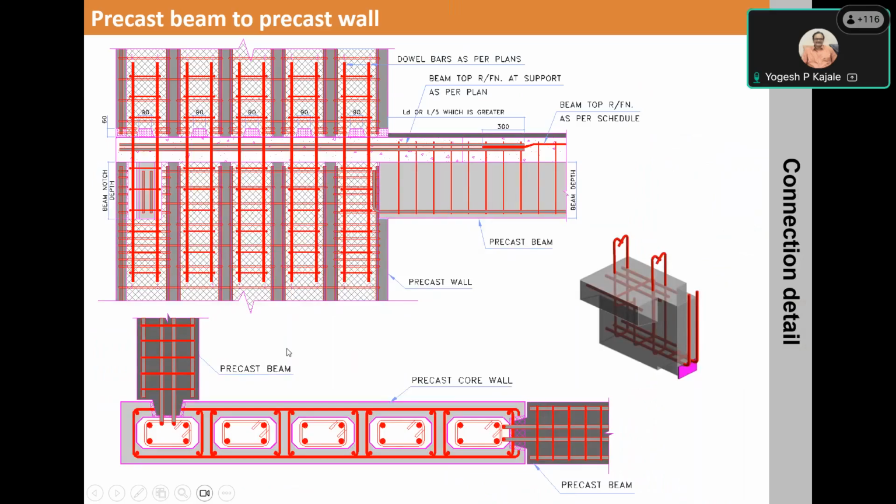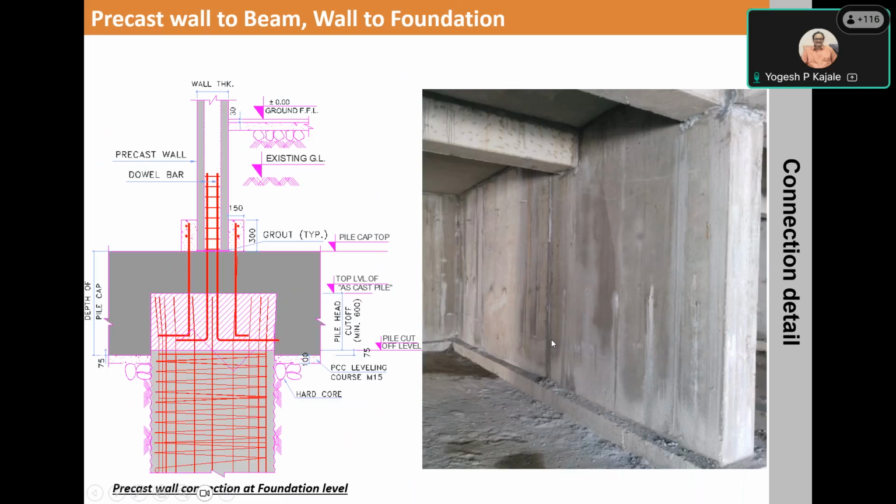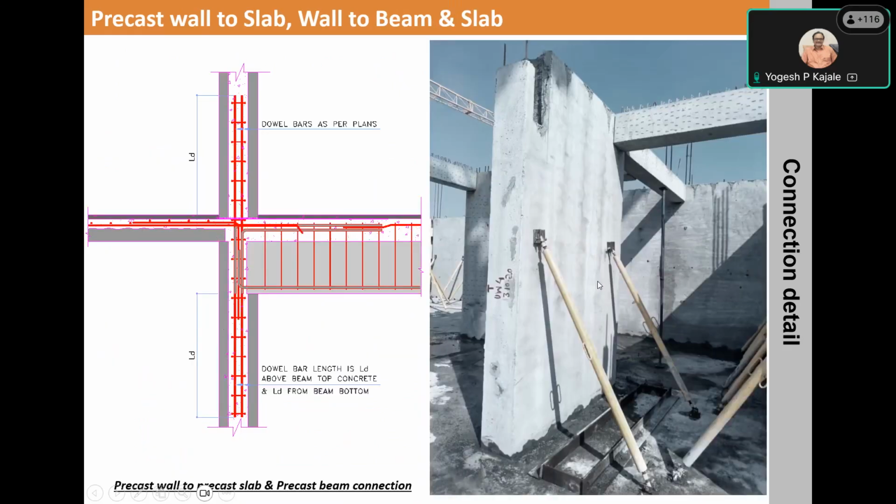These are typical details of the hollow core walls and beam and slab connection system. So the beam's reinforcement gets anchored inside the core, and then the core gets concreted. So that's the beauty of using hollow core wall panels. On the right side, you will see the installation of wall panels, then beams and slabs. This is how the elements were erected.